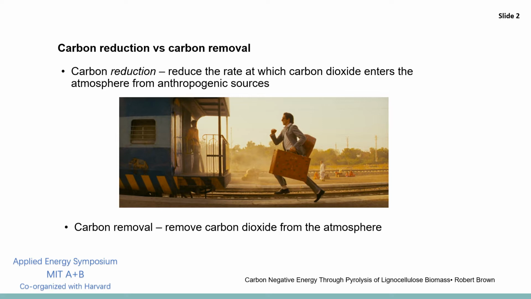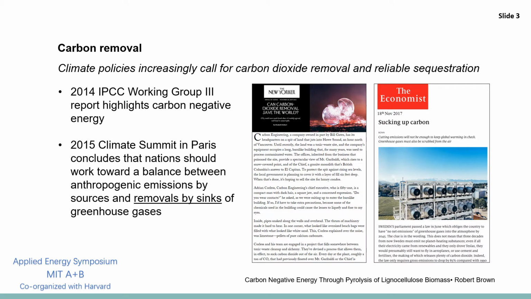Carbon reduction is reducing the rate at which carbon dioxide enters the atmosphere from anthropogenic sources, while carbon removal is the actual removal of carbon dioxide from the atmosphere. The illustration is to indicate that the train has left the station as far as carbon reduction is concerned, and we need to look more closely at carbon removal.